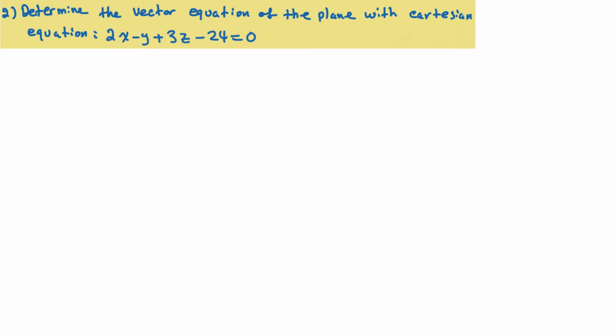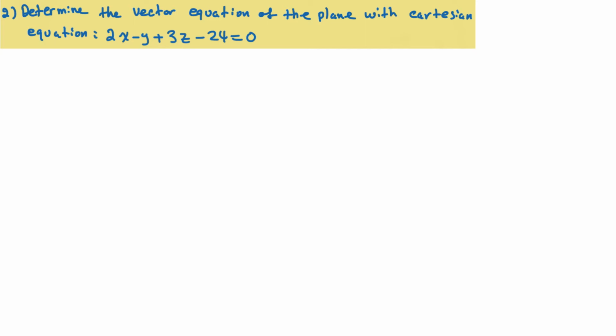The second question tells us to determine the vector equation of the plane with Cartesian equation of 2x minus y plus 3z minus 24 is equal to 0. Well, when we do have the Cartesian form, we have the normal to the vector, so that's 2, -1, 3. But that doesn't really help us get the two vectors that are on our plane, or the two direction vectors of our plane. It does help us to find points on our plane. So we need to find at least 3 points on our plane, and once we have those 3 points, we can find the vector form.